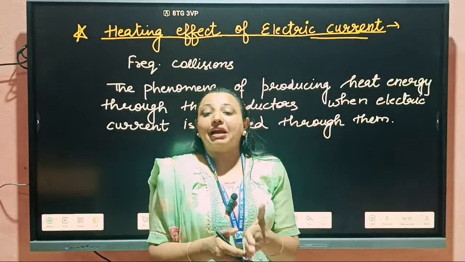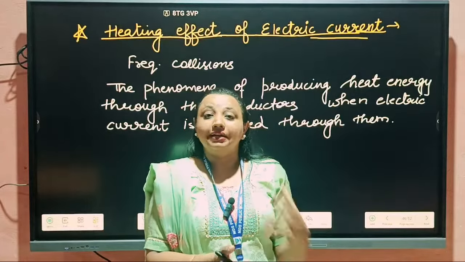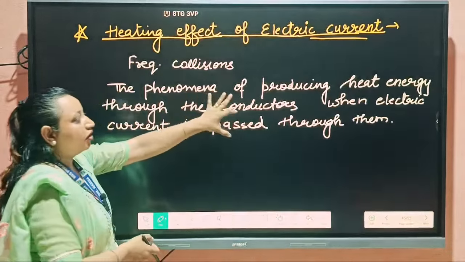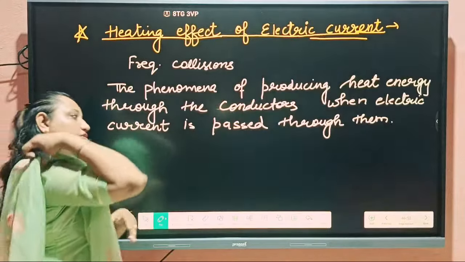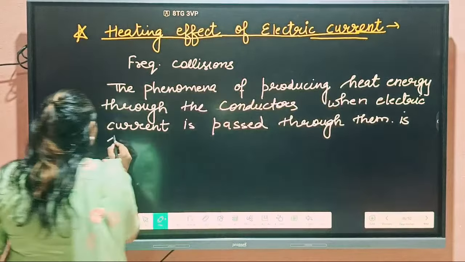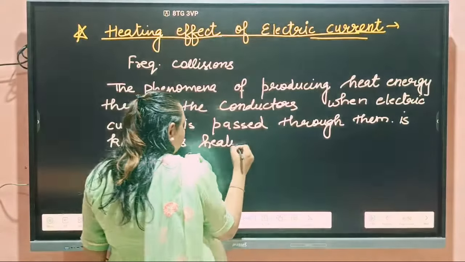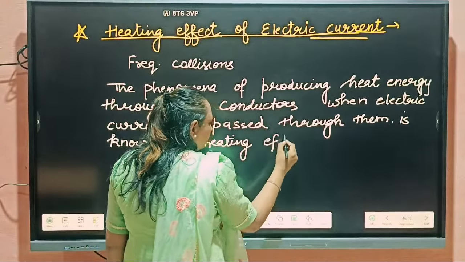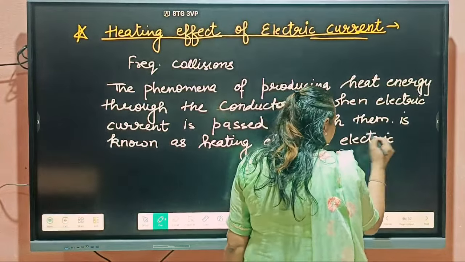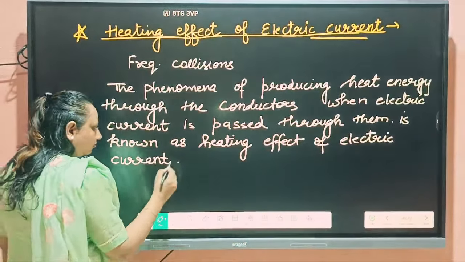So this heating effect of electric current, in which elements or the metal or the conductor gets heated up when electric current passes through it, this is known as heating effect of electric current. The phenomena of producing heating energy through the conductors when electric current is passed through them is known as heating effect of electric current, right?